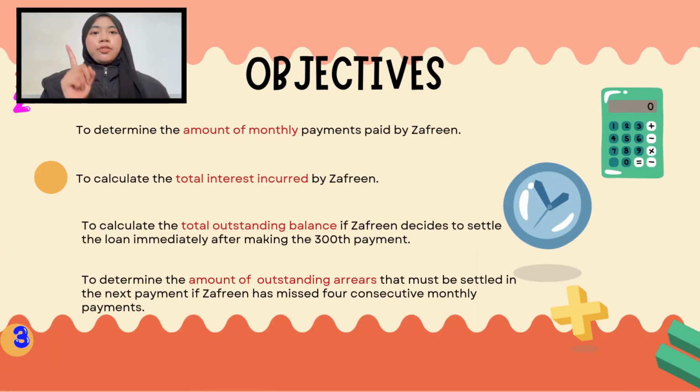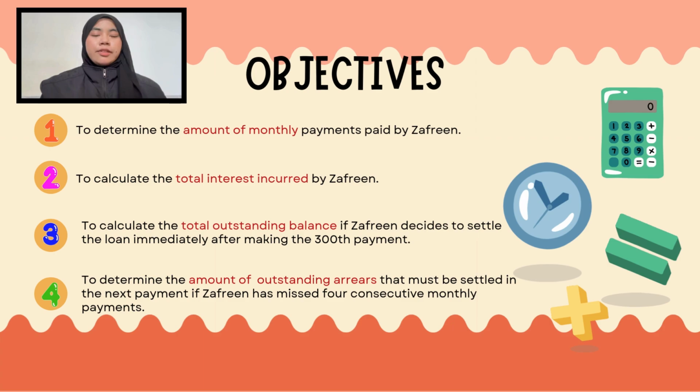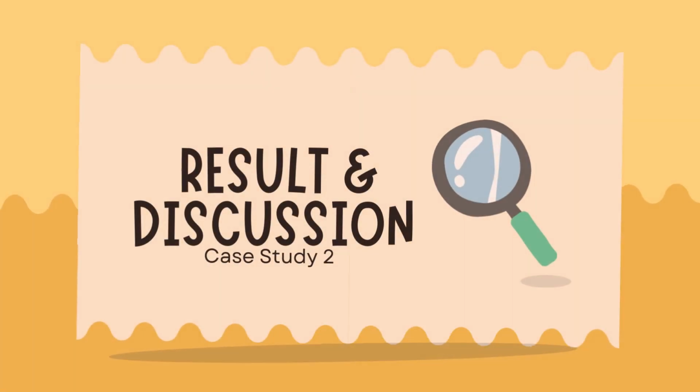The bank charges an interest rate of 4.25% compounded monthly, and the loan will be repaid in monthly installments over 30 years. Objective 1. To determine the amount of monthly payment paid by Zafrin. Objective 2. To calculate the total interest incurred by Zafrin. Objective 3. To calculate the total outstanding balance if Zafrin decides to settle the loan immediately after making 300 payments. Objective 4. To determine the amount of outstanding arrears that must be settled in the next payment if Zafrin has missed 4 consecutive monthly payments.